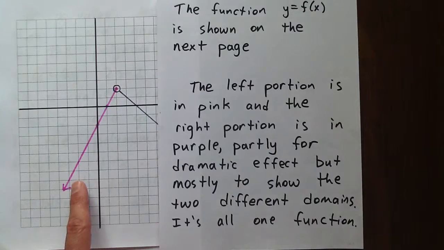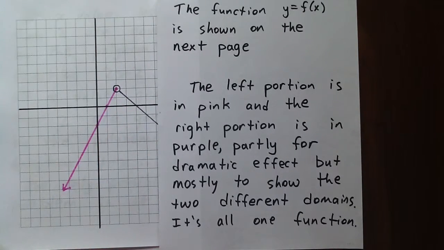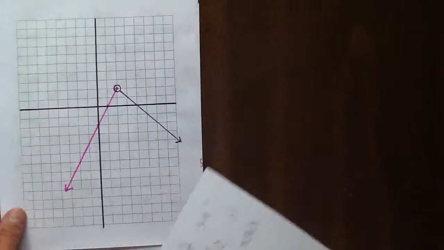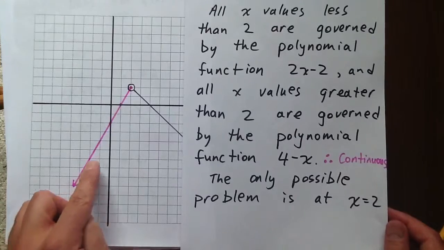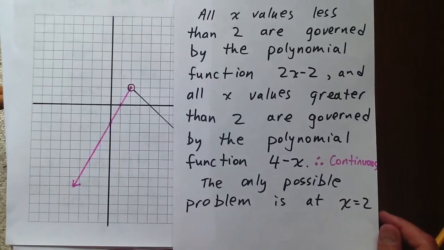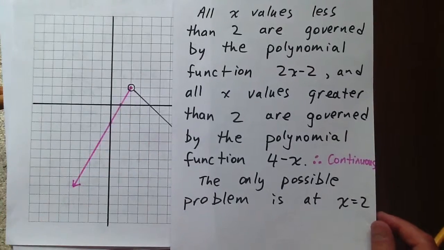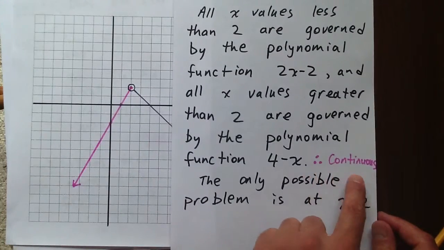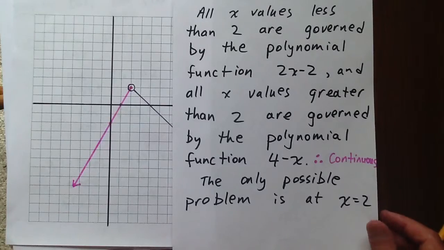This is the first piece of the piecewise function. This is the second piece, but it is all one function. Okay. Now, looking at this, we see that all x values less than 2 are governed by the polynomial function 2x minus 2, and all x values greater than 2 are governed by the polynomial function 4 minus x. So therefore, for all these x values, we have a continuous function. The only possible problem, if there is one, is at an x value of 2.